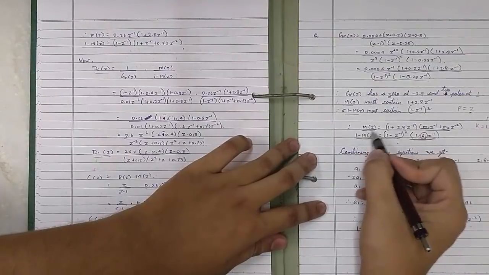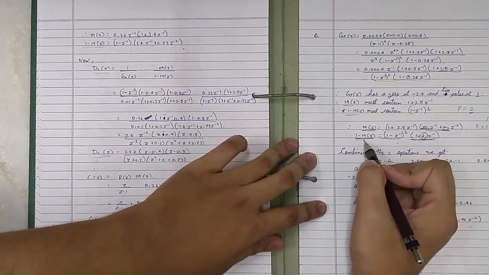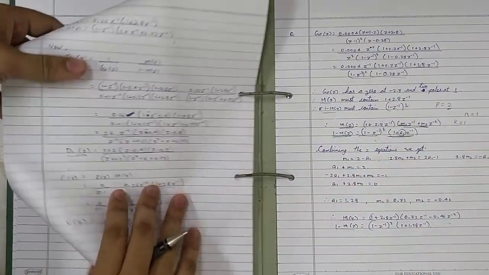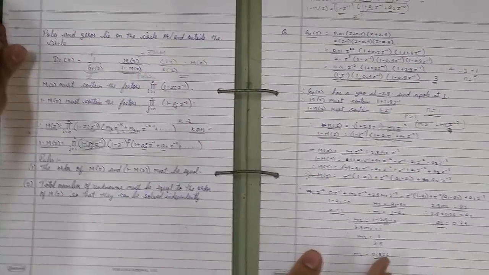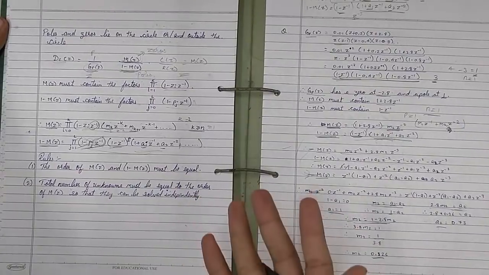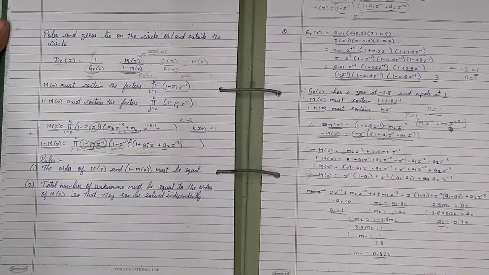So that's all about Deadbeat. Please make sure that you do the truncation properly, because the main thing over here is the truncation. Once you do the truncation properly, then everything is the same as before. The only issue when your poles and zeros lie on the circle or outside the circle is the truncation part.